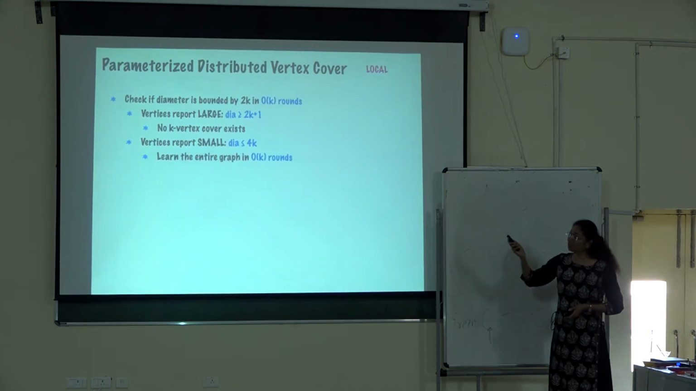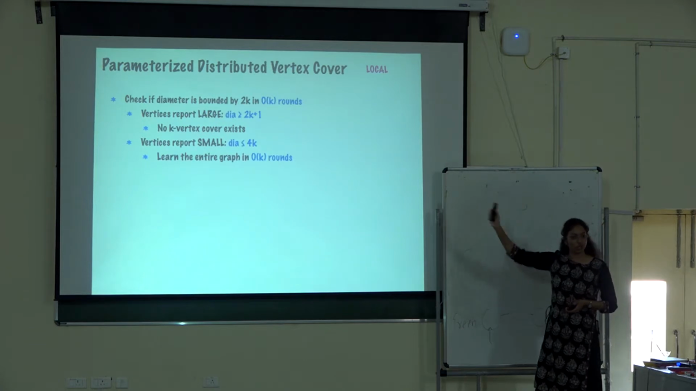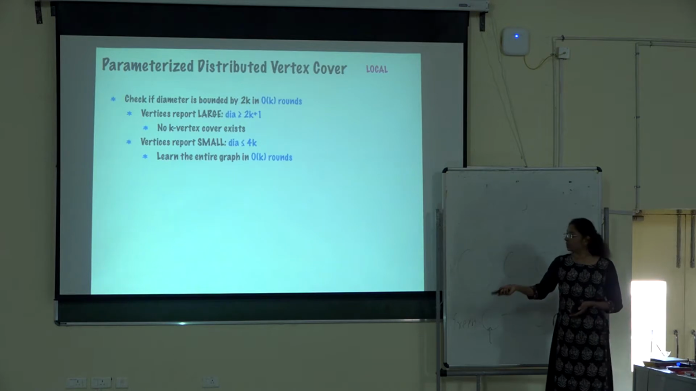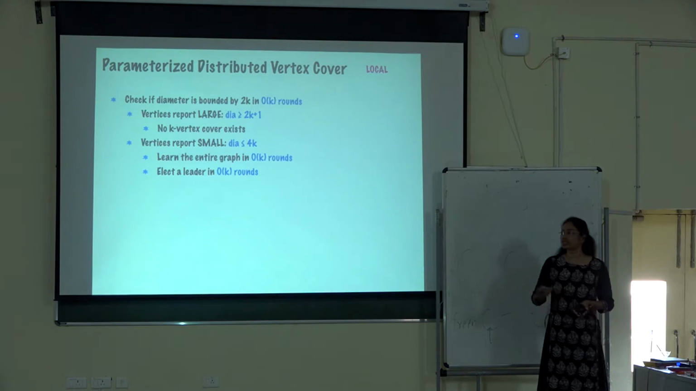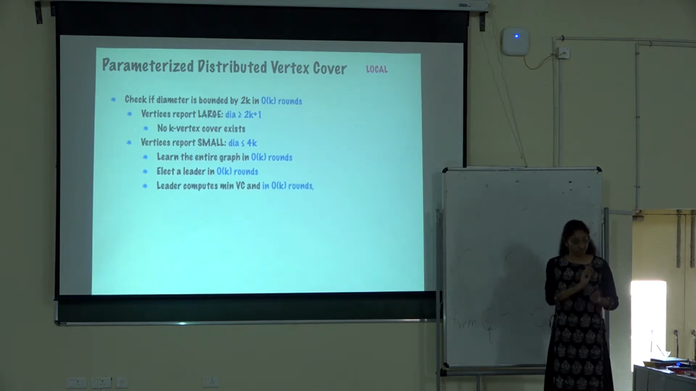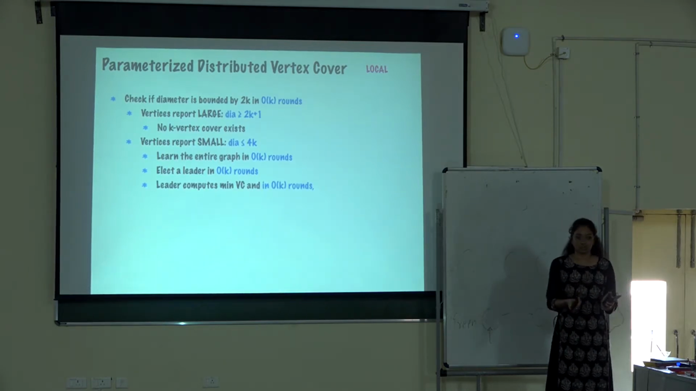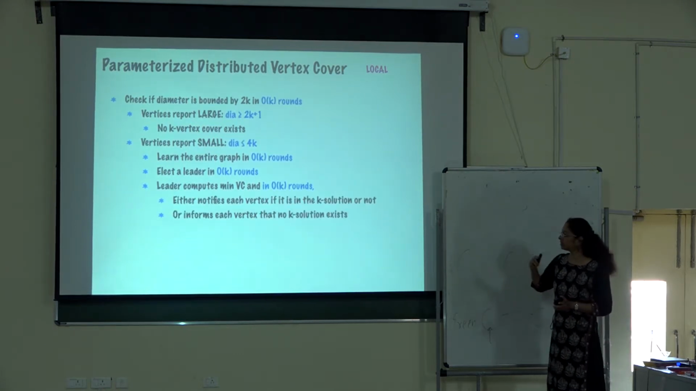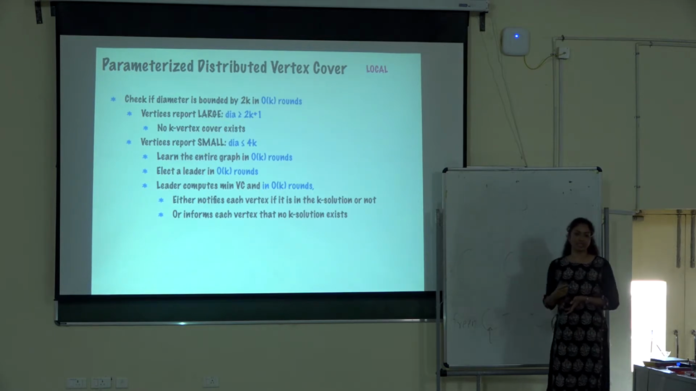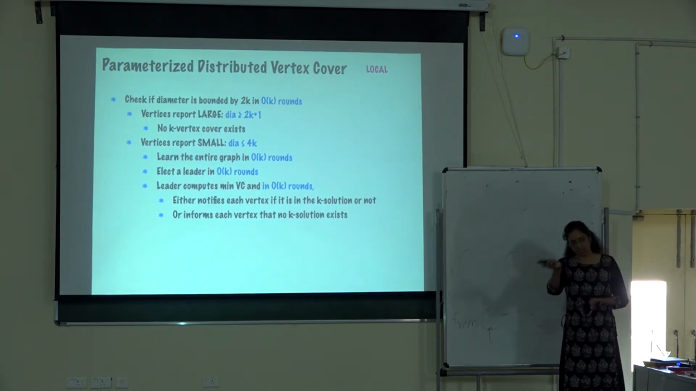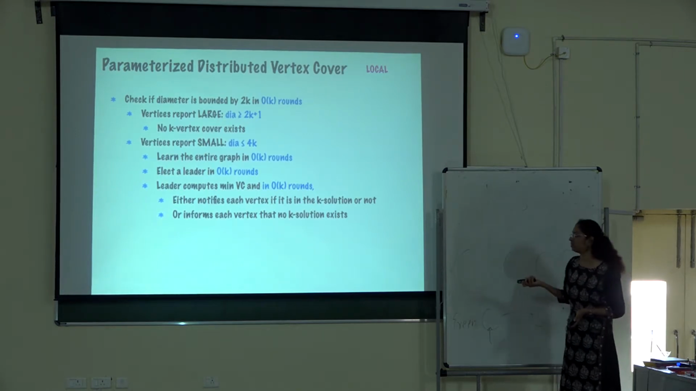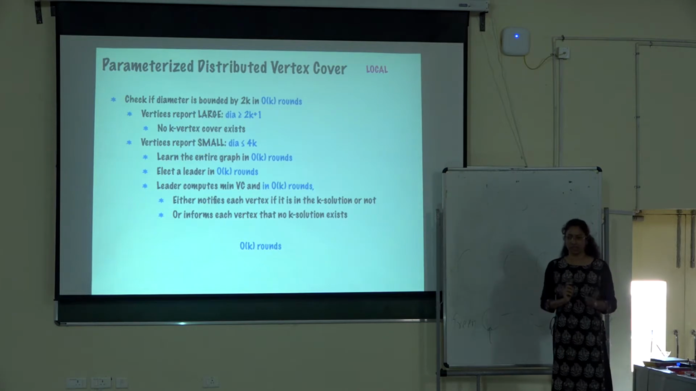Now what can you do? You can learn the entire graph. We are in the local model, so you can learn the entire graph in diameter rounds, and the diameter is at most 4k. So in order k rounds, you will learn the entire graph. At a leader, in k rounds, the leader can compute a minimum vertex cover in unit time step, because local computation is free, and broadcast it to other vertices in k rounds. Either it notifies all the vertices that there is no vertex cover, or if there is a k vertex cover, it sends that information to all the vertices. Very simple. So overall the round complexity is order k rounds.